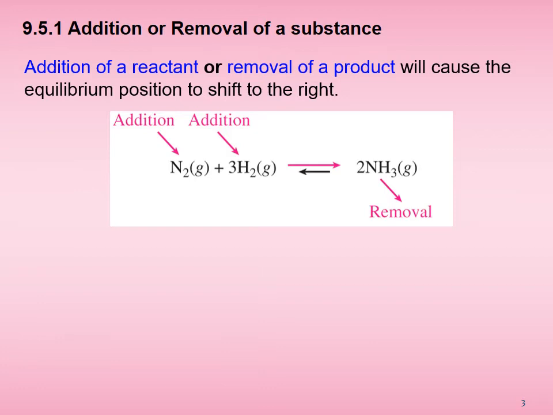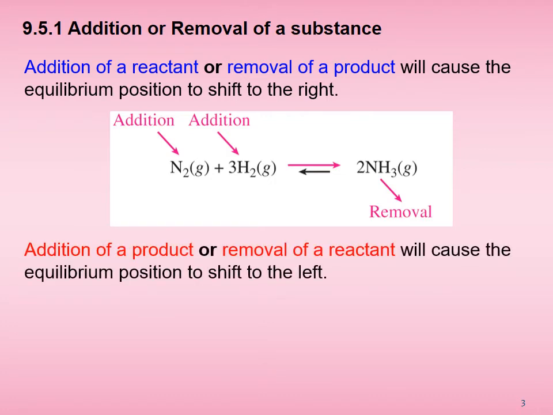"I need to make more ammonia." So its response is to do the opposite, that is, to add ammonia. How? It does so by calling upon the reactants present to undergo reaction to form more ammonia. The position of equilibrium thus shifts right. Adding a product or removing a reactant will cause the equilibrium position to shift to the left.